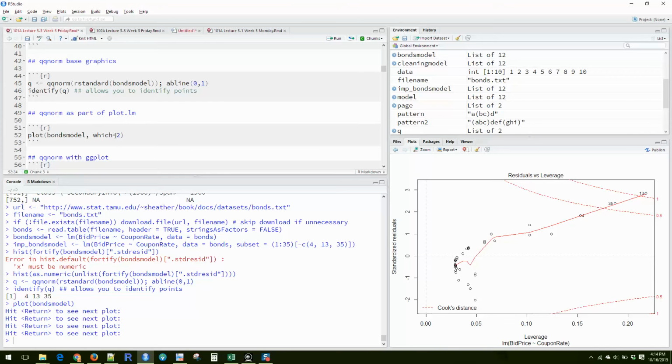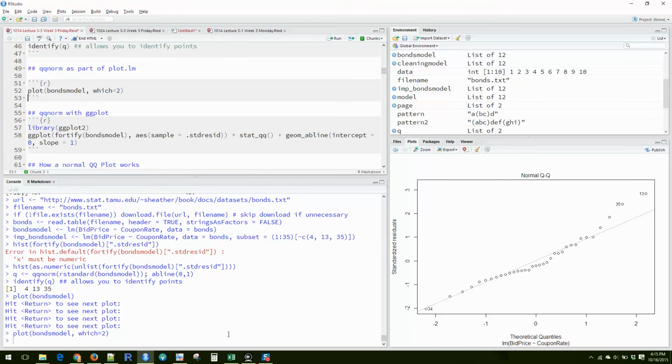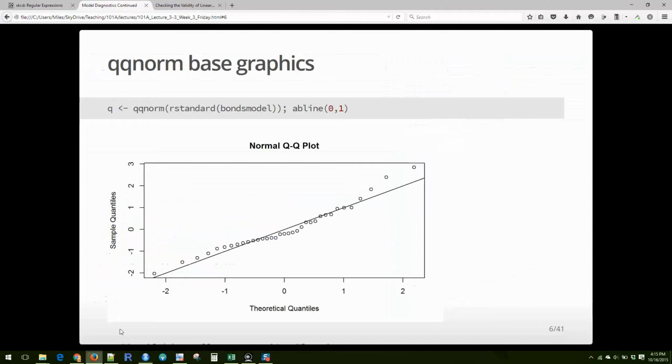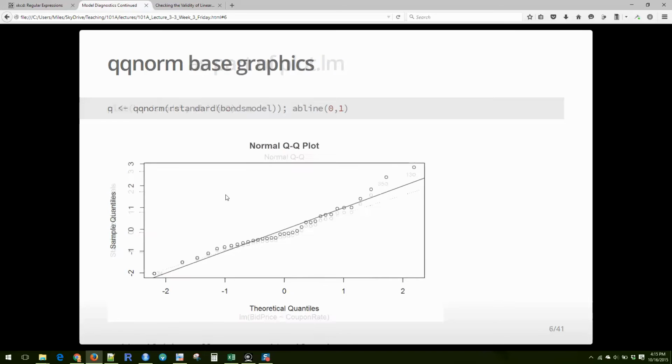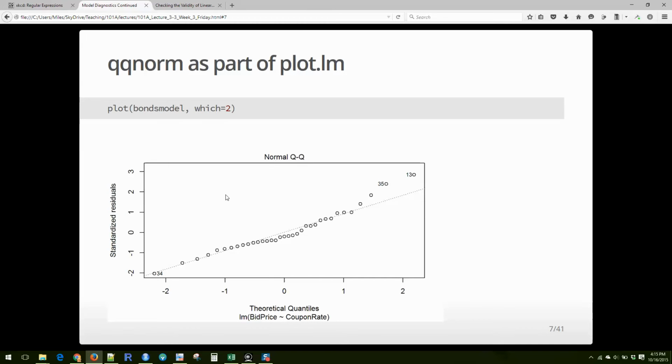Anyway, going back to creating our normal QQ, if you just plot the model and say you just want the second one, which equals 2, it creates this normal QQ. So you get the same thing as plotting the model, and this will be one of the plots it produces. Then, in conjunction with the other plots, you can decide whether it was a good fit or not. In this case, the QQ norm is not super telling as to whether our residuals are normally distributed or not.